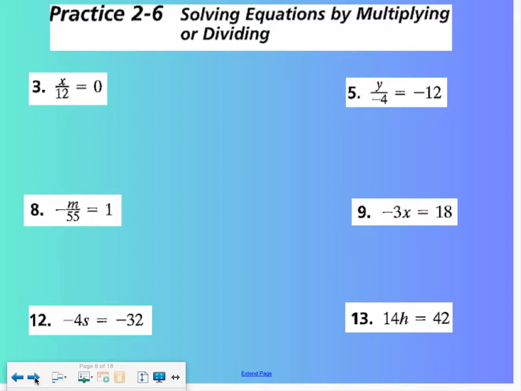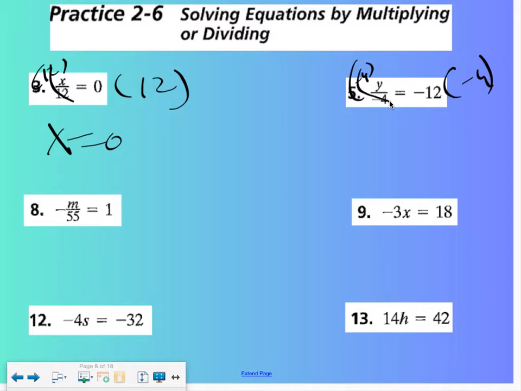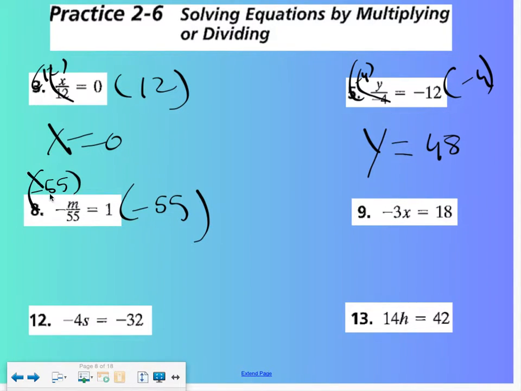Section 2.6 dealt with solving one-step equations by multiplying or dividing. To undo multiplication, we divide. To undo division, we multiply. So x is being divided by 12. Therefore, multiply both sides by 12. This goes to just x, and that right-hand side is 0. Number 5, we need to multiply both sides by negative 4. When we do that, these go to 1, so it's just y, and we have negative 12 times negative 4 for a positive 48. For number 8, we want to get m alone, so we multiply both sides by negative 55. That goes to 1, and we get m equals negative 55.